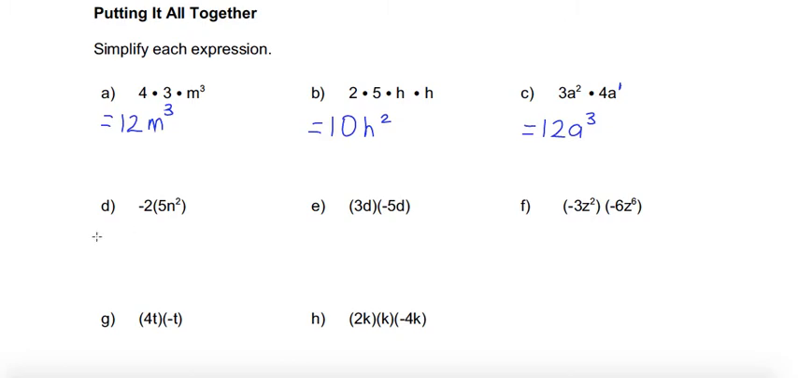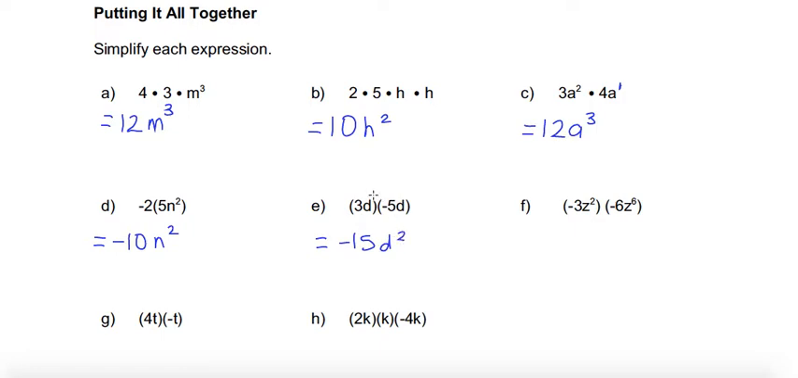Let's go through some more examples so we solidify that. So this time I have a negative 2 times a 5, so that gives me negative 10. And I only have one variable, which is n squared. Part E, 3d times negative 5d. 3 times negative 5 is negative 15, and d times d is d squared.